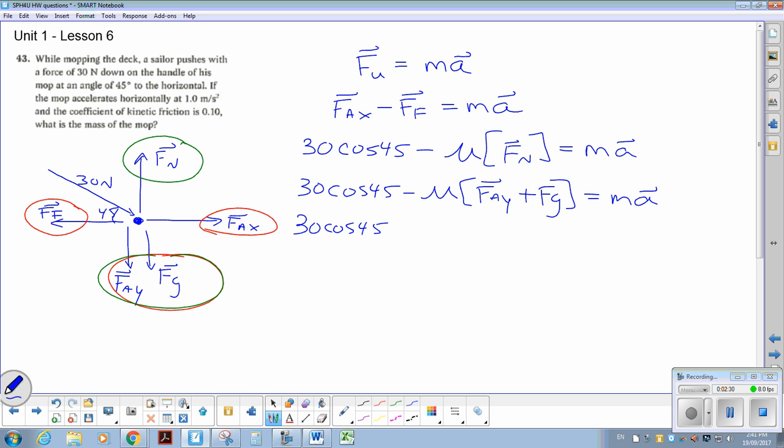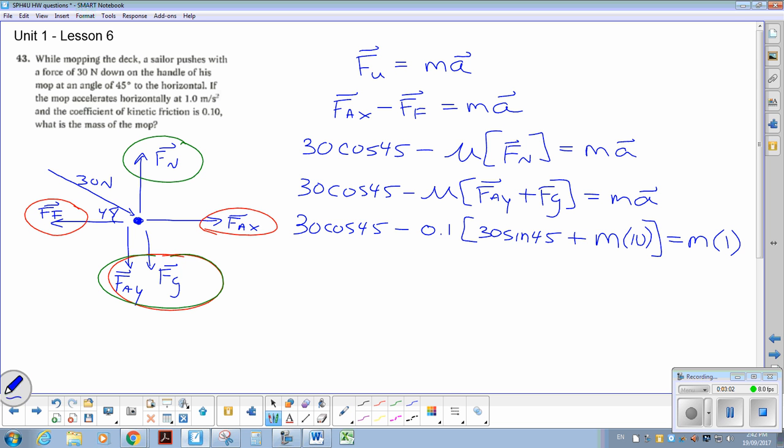30 cos 45. Mu is 0.1, and in brackets, FAY. So the y component would be 30 sine 45 plus force due to gravity. We don't know the mass of the mop head, but we know gravity is 10. So we're using 10 for gravity. On the other side, we don't know the mass of the mop head, but we know it is traveling at 1 meter per second squared, which makes it a little bit simpler.